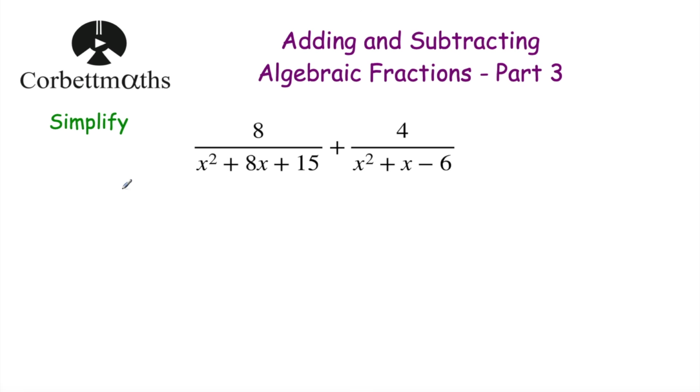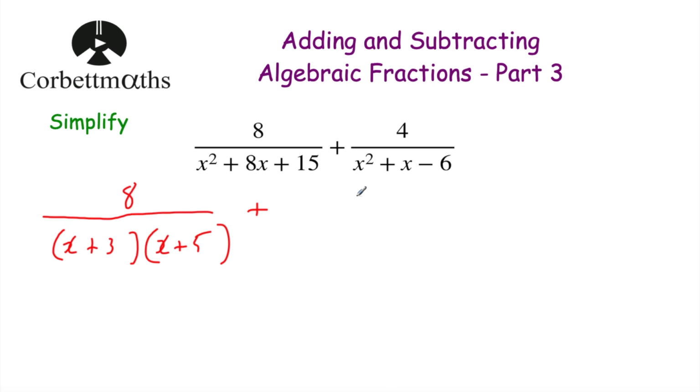So let's have a look at our first fraction. The numerator will remain as 8. And then in terms of the denominator, we're going to have bracket, bracket. It's x squared, so we're going to put x's at the front of both brackets. And now we want to find two numbers that times together to be 15 and add together to be 8. I'm thinking 5 and 3, because 5 times 3 is equal to 15, and 5 plus 3 is equal to 8. So let's write plus 3 and plus 5. Okay, so that's our first fraction. 8 over x squared plus 8x plus 15 is the same as 8 over x plus 3 times x plus 5.